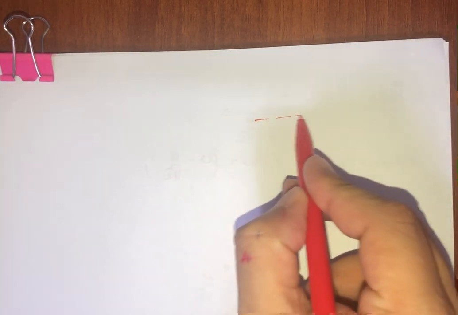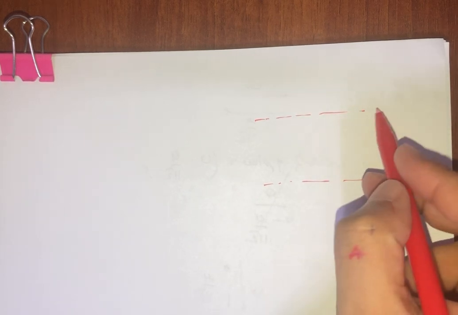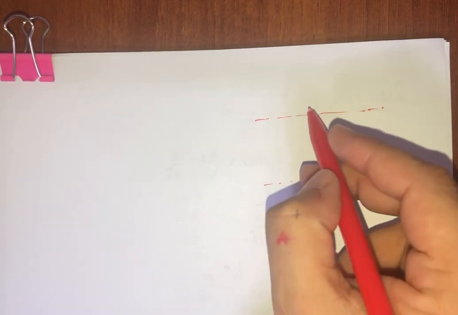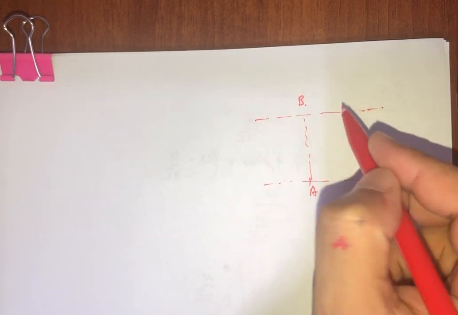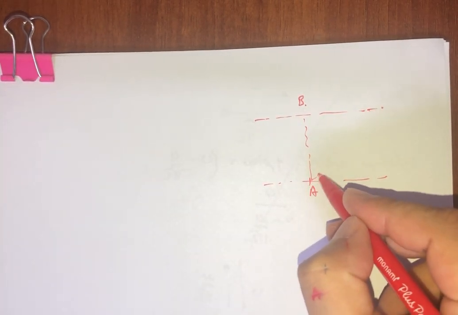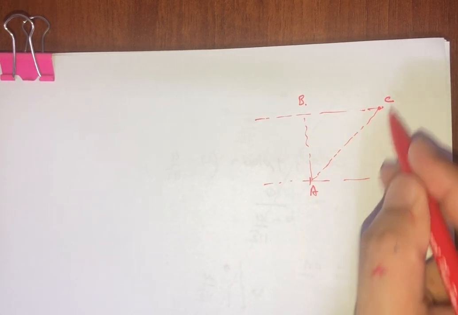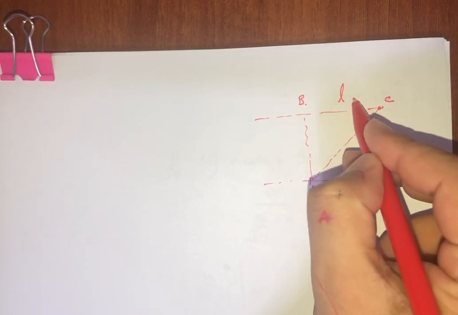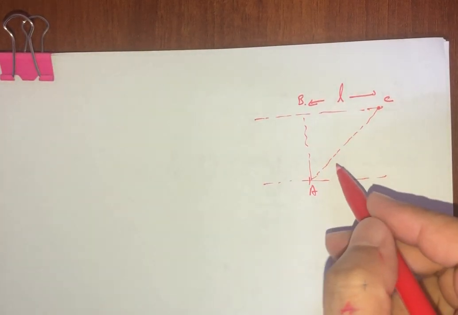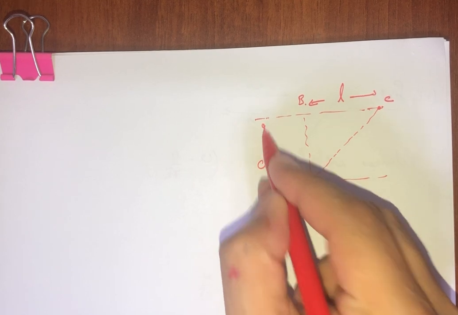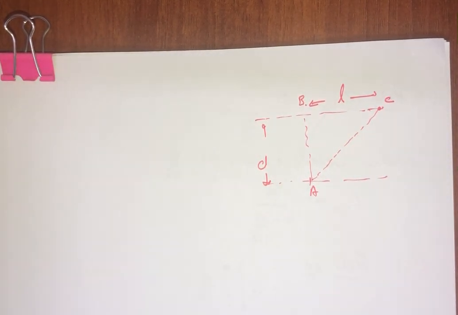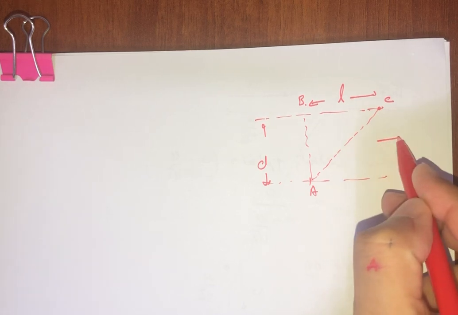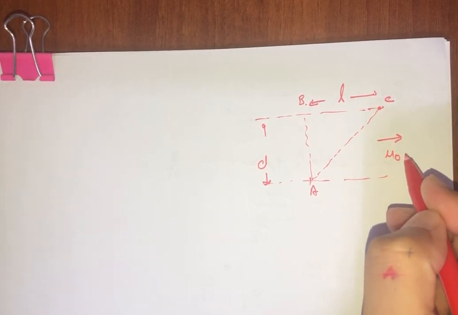Okay. So in this case, suppose this is the river, point A, and there is a point B opposite to it, and from A the swimmer is supposed to reach this point C, and this point C from B is given at a distance of L. The width of the river is given as D, and the velocity of the current is in this direction, given as u naught.